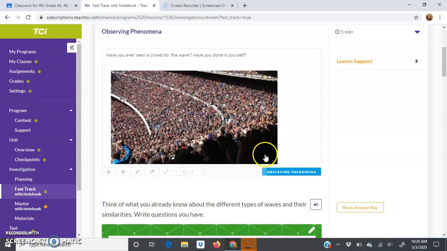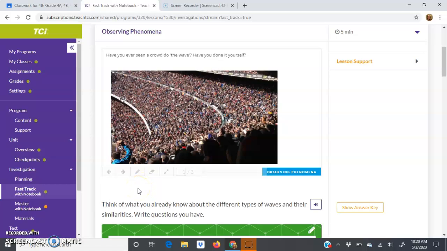So here we are starting on a new format or a new site called TCI, and this is something that we might be using next year. So it'll be good for you all to see exactly how it looks, and I really like it so far. It has a lot of awesome things. So our first question is about waves.